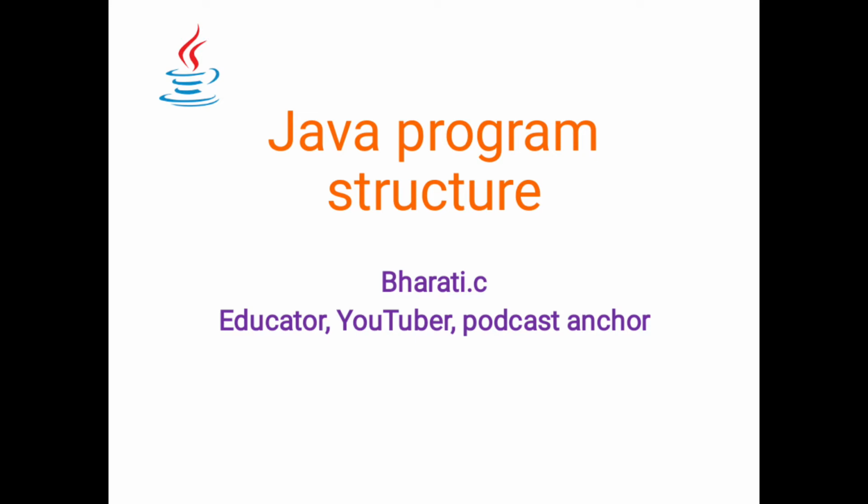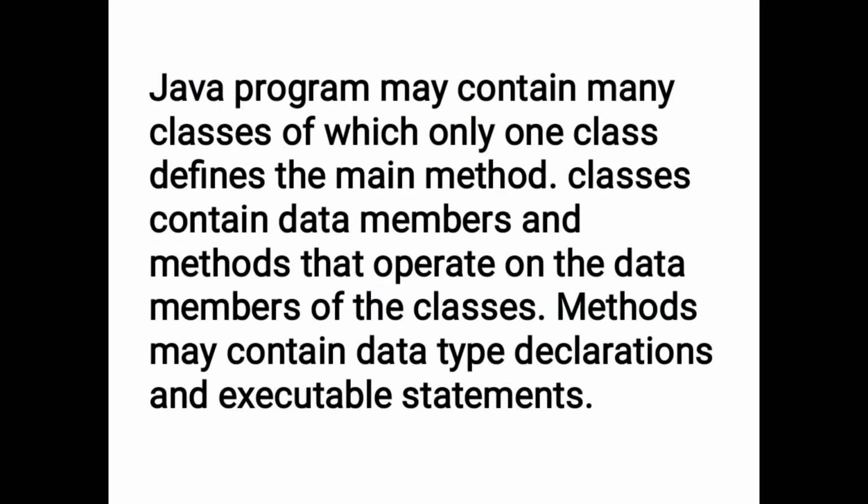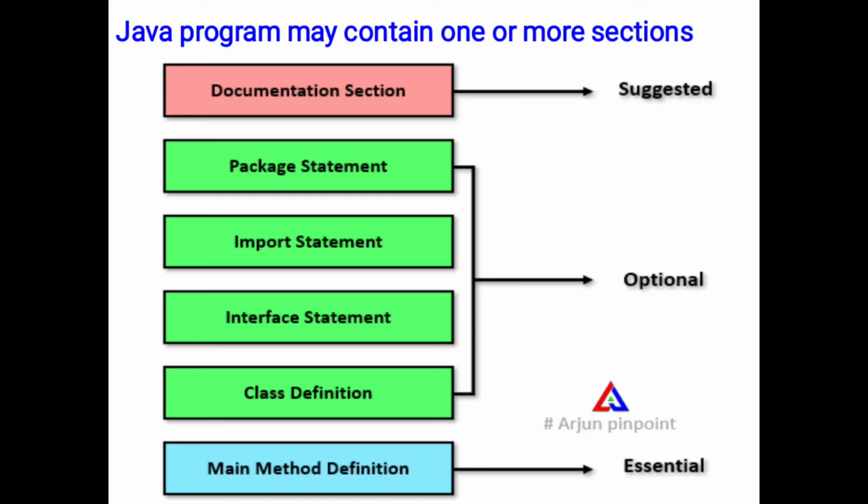In this video we will discuss Java program structure. A Java program may contain many classes, of which only one class defines the main method. Classes contain data members and methods that operate on the data members of the classes. Methods may contain data type declarations and executable statements. This is the diagram showing the general structure of a Java program, and it contains one or more sections. Now let's discuss them one by one.